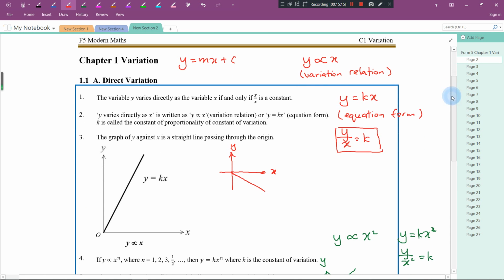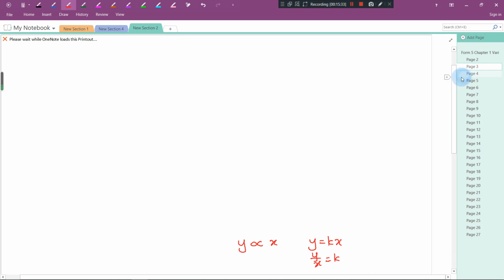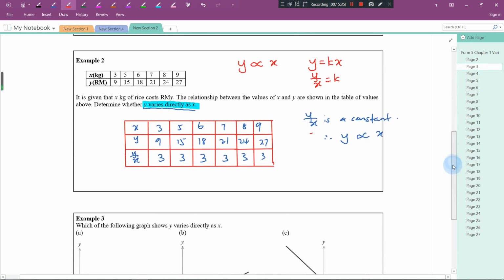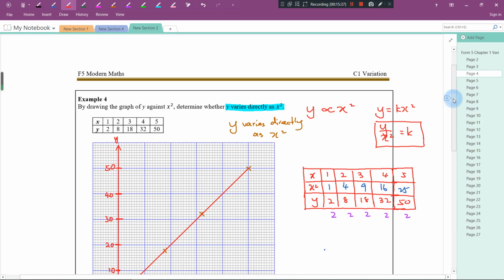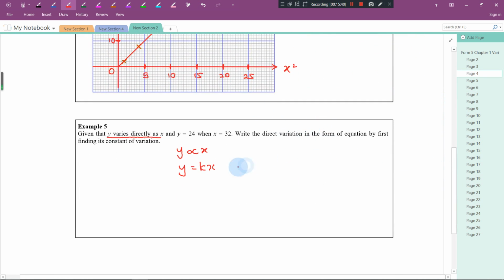Okay, hold on. The k here is the gradient of the graph, and it's also called the constant of proportionality. Constant of variation. Okay, this is the name for the value of k. Let's go back to the question just now. So what I need to do is find the value of k, then write an equation, then that will be the answer for this question, right? So how do I find the value of k?